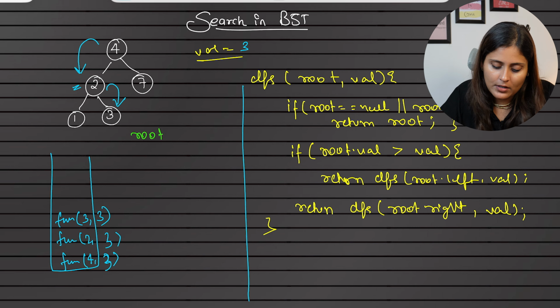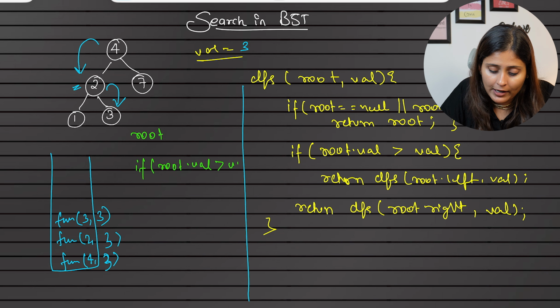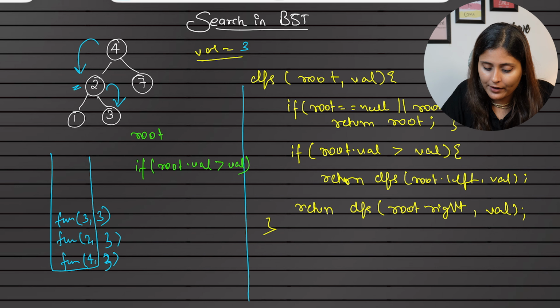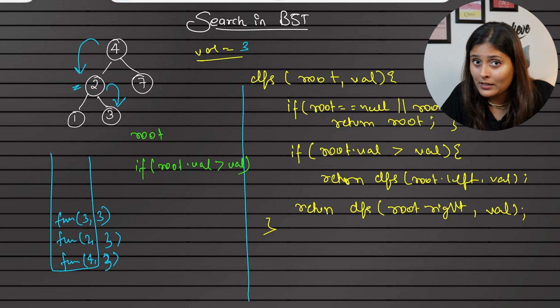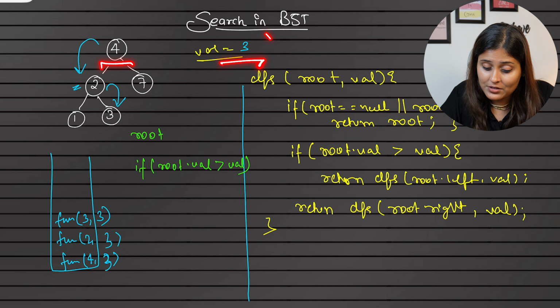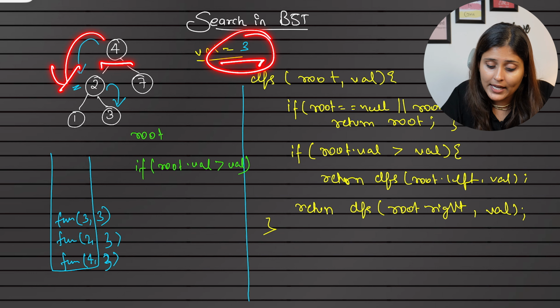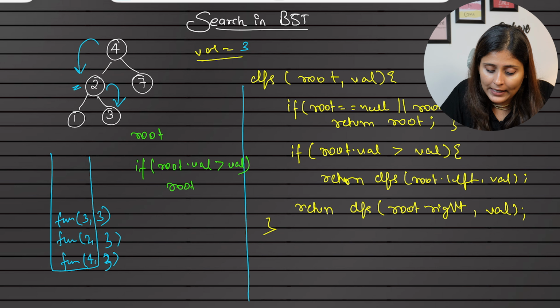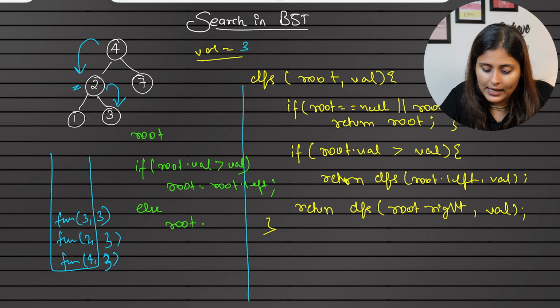So move your left means if your root value is greater than value, listen very carefully how I am doing it. If my root value, which is 4, is greater, is it greater? Suppose we have to look for 7, then no. Is it greater? Means 4 is greater than 3? Yes. Means 3 will be present towards left side. So simply move your left to root dot left. Else, suppose you are looking for 7, then this condition will fail. So simply move your left to root dot right.